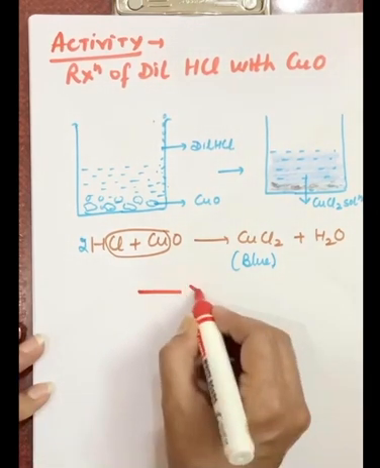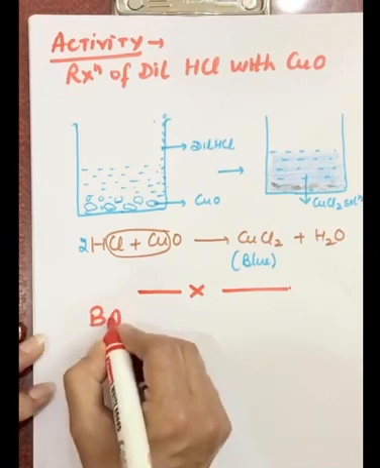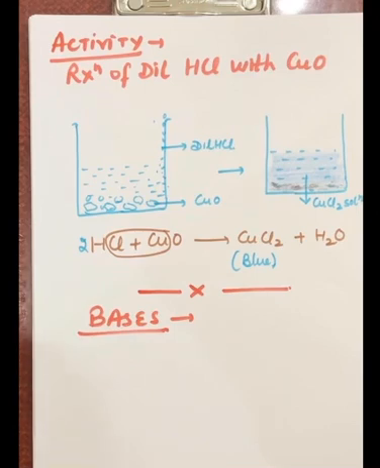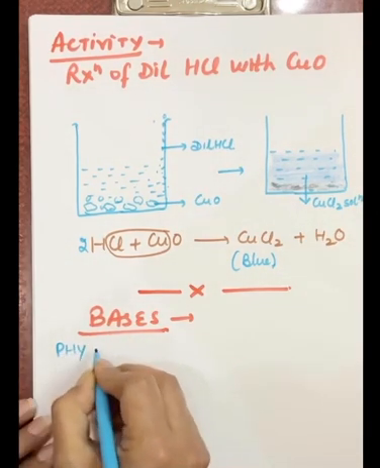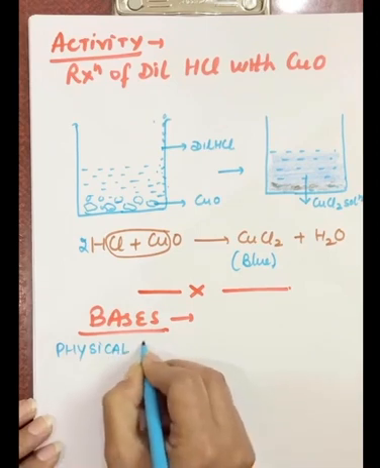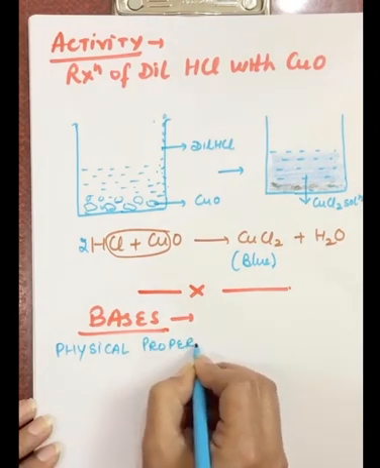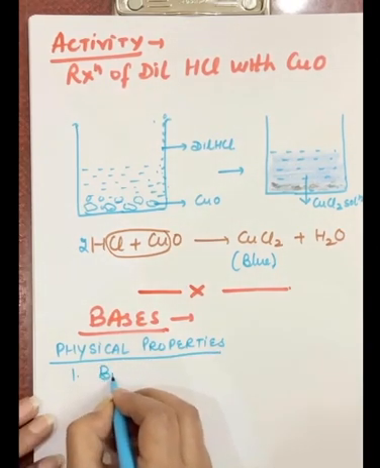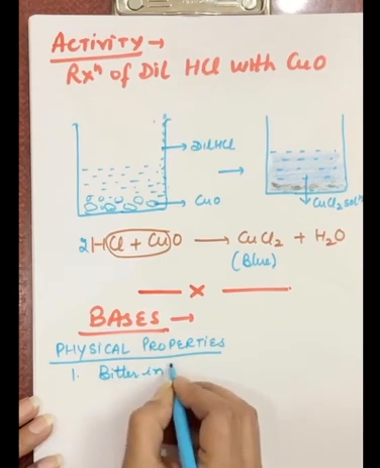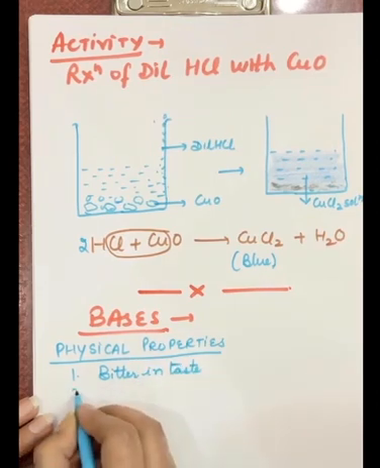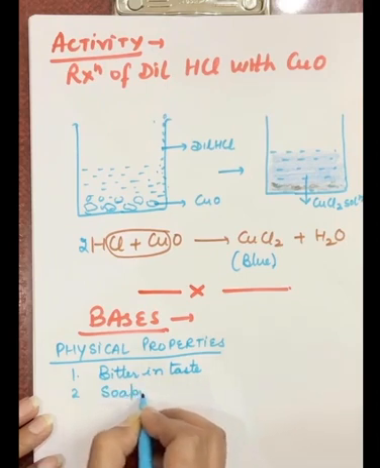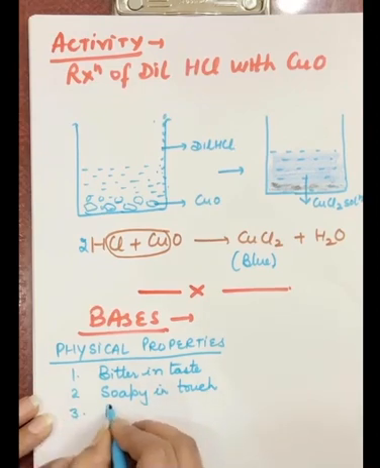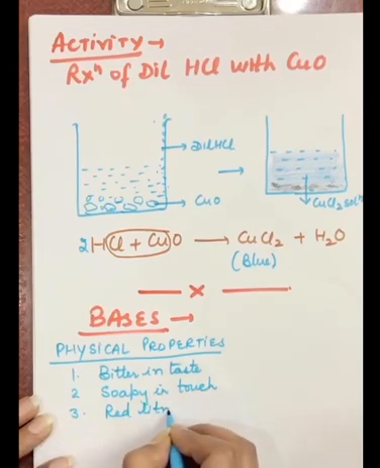Moving on now to the properties of bases. Physical properties of bases. In the physical properties, first is the taste of bases. Like we have done, acids are sour in taste, bases are bitter in taste. And when we touch the bases, they are soapy in touch, slippery, soapy in touch, and they turn red litmus to blue color.